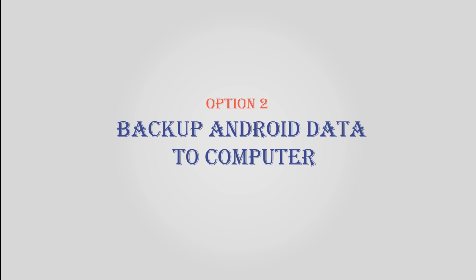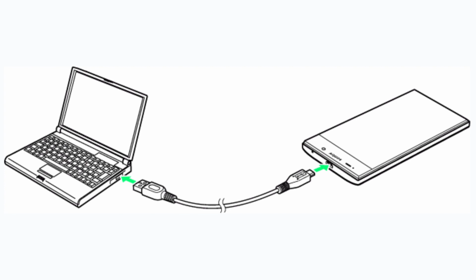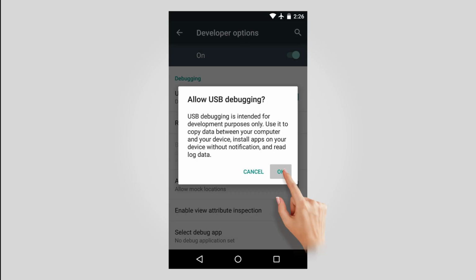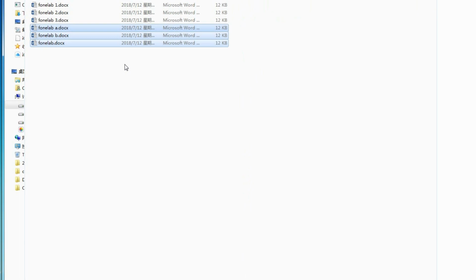Option 2. Backup Android data to computer. If you think the cloud service is not as safe as it might be hacked by others, you can choose a computer to save your data. Below is a demonstration. Step 1. Connect your phone to the computer which you want to save your data. Step 2. Allow the connection between device and computer by tapping Allow on your phone screen pop-up window. Step 3. Drop and drag the data from your device folder to the computer folder according to your needs.